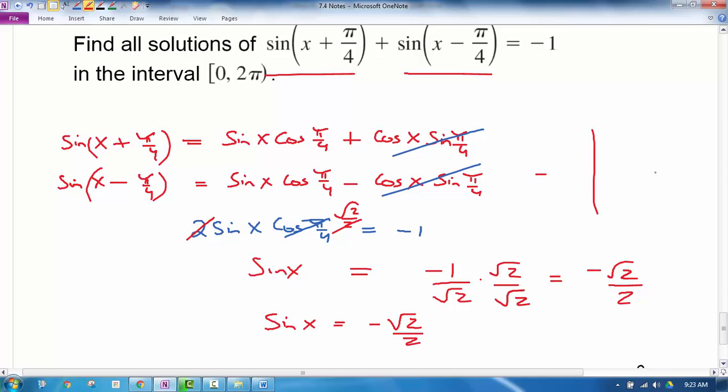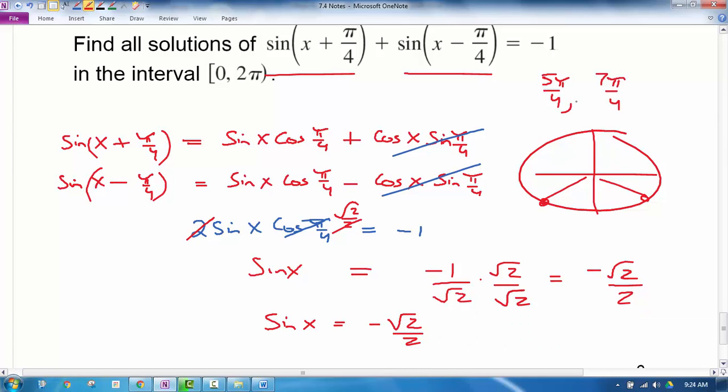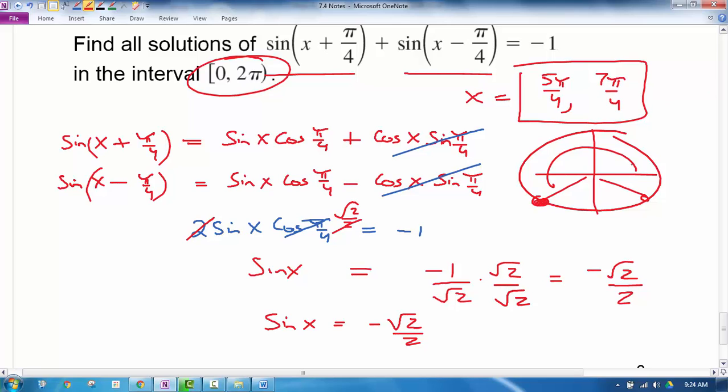on your unit circle? So if you look at that, that's the y value. That happens here and here, at 5 pi over 4 and 7 pi over 4. And those are my solutions for x. I don't have to add intervals of 2 pi here because it just wants the solutions in the interval from 0 to 2 pi. So I only want this solution here and this angle here. All right, so there's my answer.